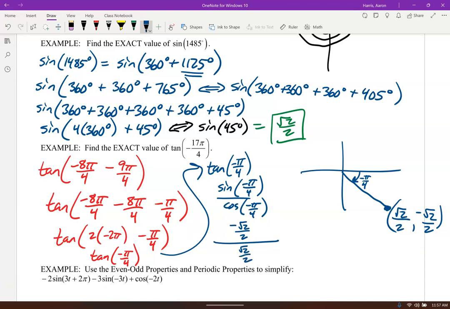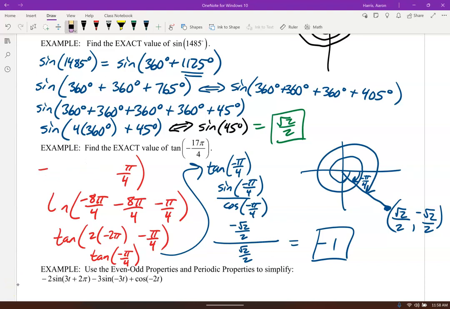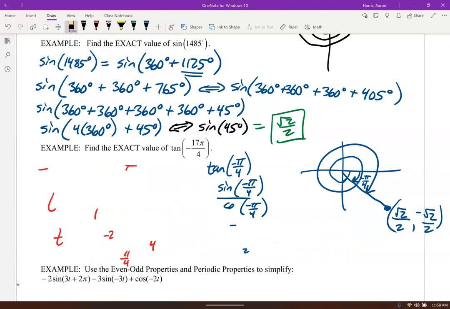So it's like negative 1, right? It's like negative 3 over 3 type of deal, negative 1. And I should mention on this one, you can use your even-odd properties on this too if you'd like. You could do this a different way, but you'll arrive at the same place.